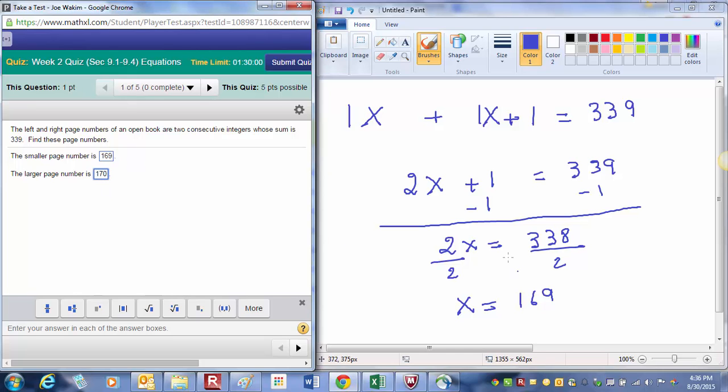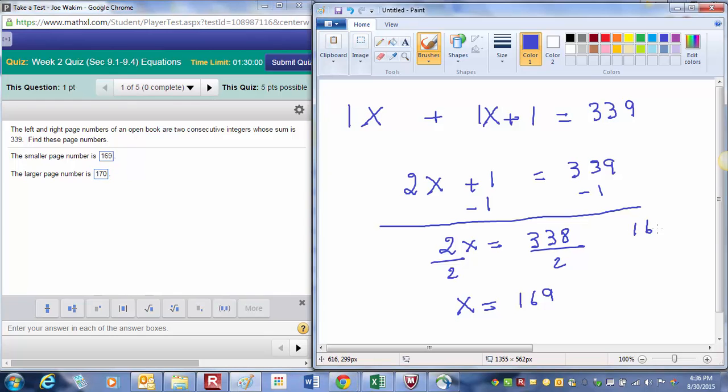To make sure we did this right, let's just add what is 169 plus 170. This is 9 plus 0 is 9, 7 and 6 is 13, 3 and carry 1, 2 plus 1, 3. And that's exactly what we started with. 339 is what we started with. Let's go to the next question.